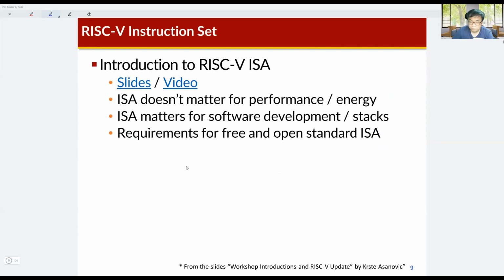If you have an interest in the RISC-V ISA, you can see the slides and video at this link. This slide is from the workshop introduction and RISC-V update by Asanovic. You can also watch the video via this link. If you watch this video, you can learn the philosophy of the RISC-V ISA design.